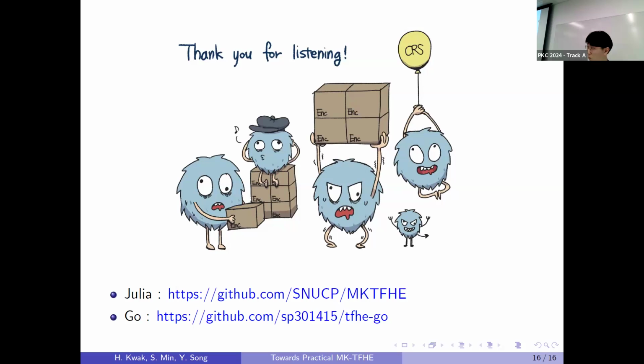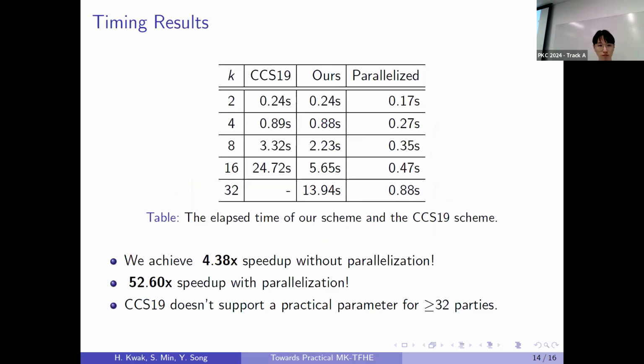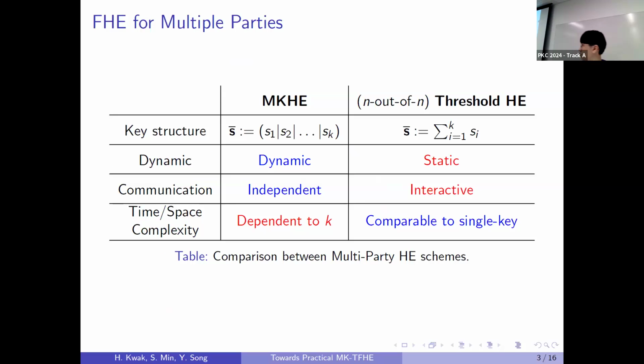Okay, I have another question for you. You talked about two different flavors of homomorphic encryption. One is MKFHE, one is threshold homomorphic encryption. Could you talk about them from the application perspective? Can you talk about how the applications of the two kinds of schemes differ?